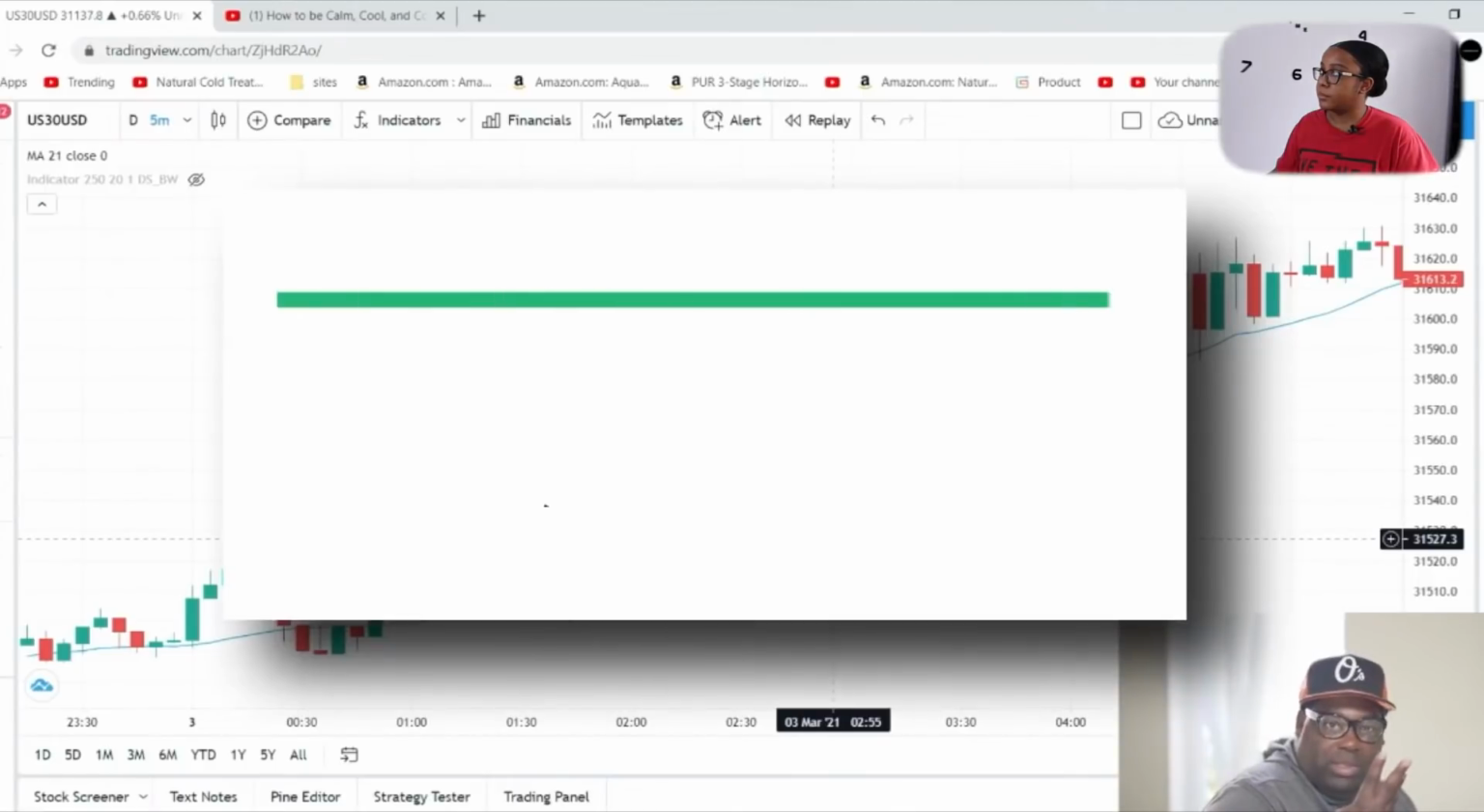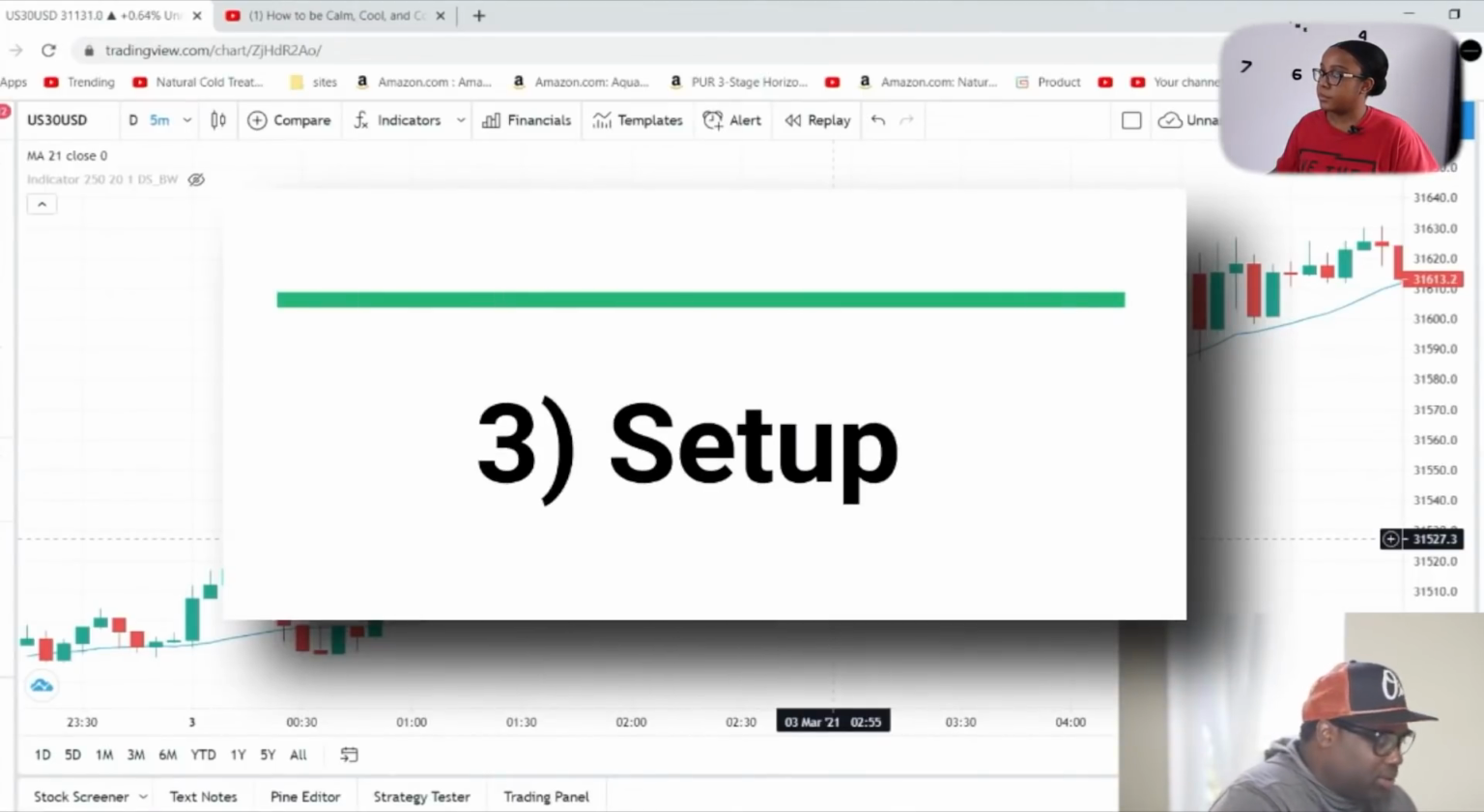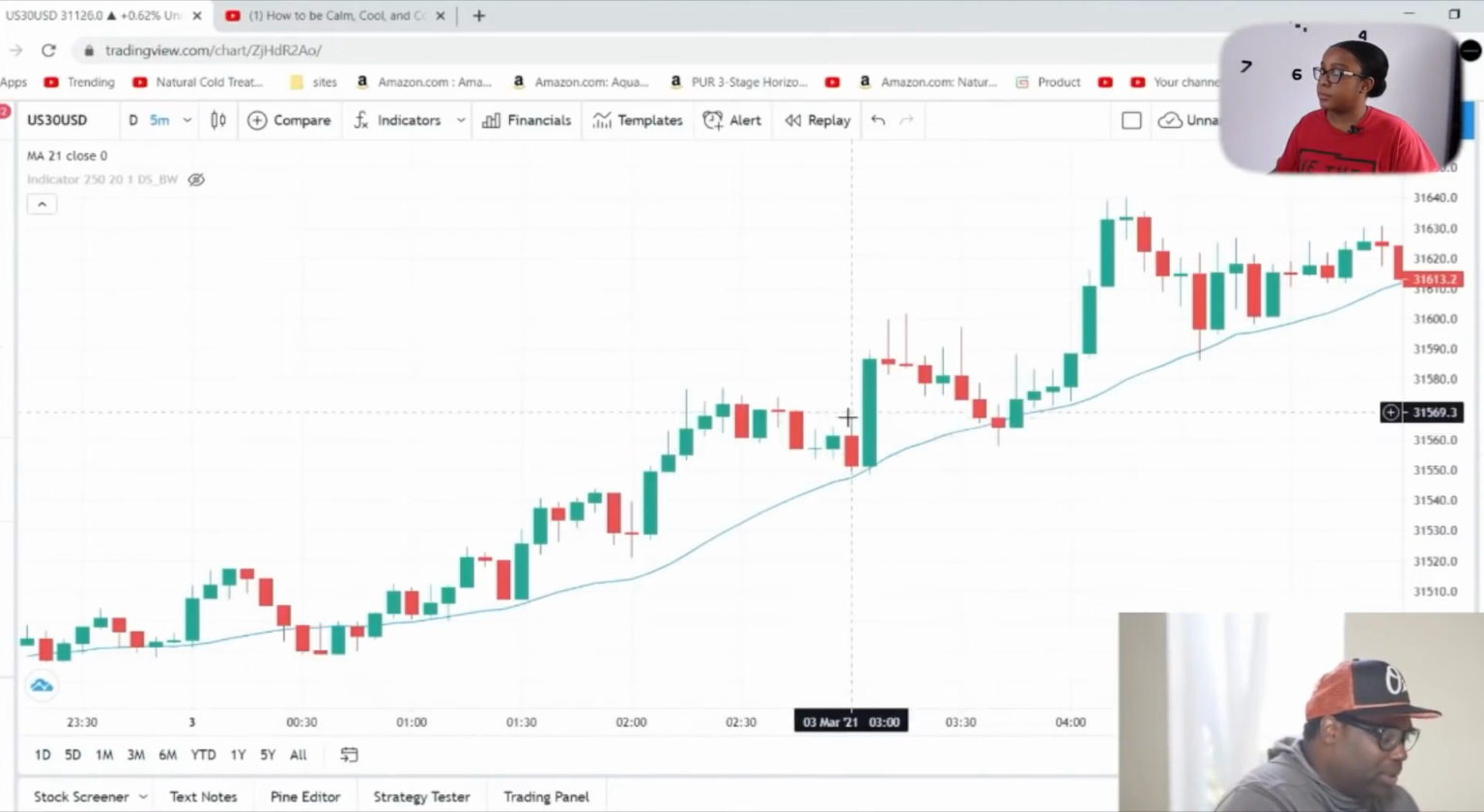And the third thing we need, guys, is a setup. Let's say your setup is a green bar eliminates the red bar. So every time price comes back to this moving average right here, and you see a green bar eliminate a red bar, as soon as it goes above this candle right here, you get in.